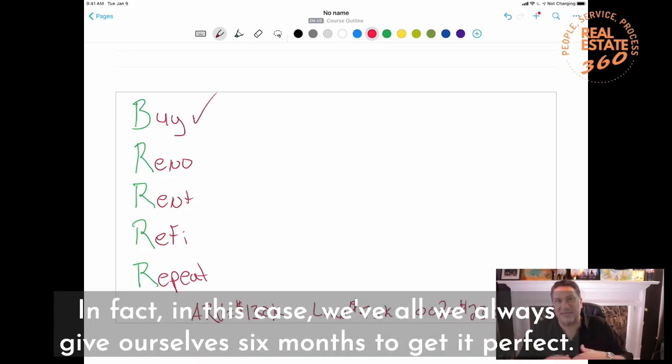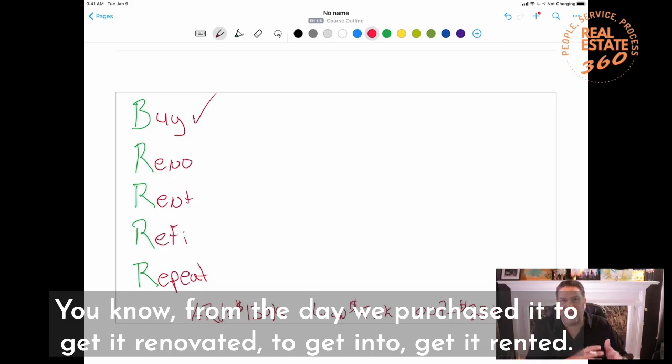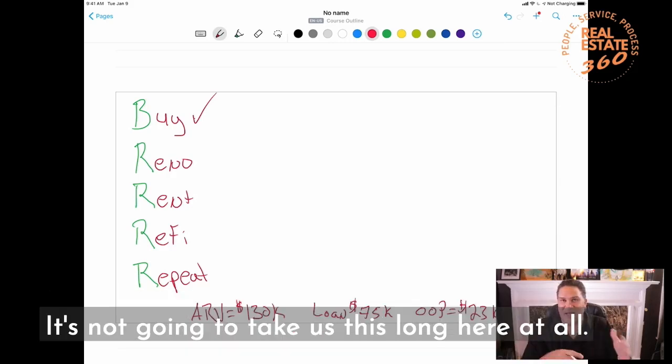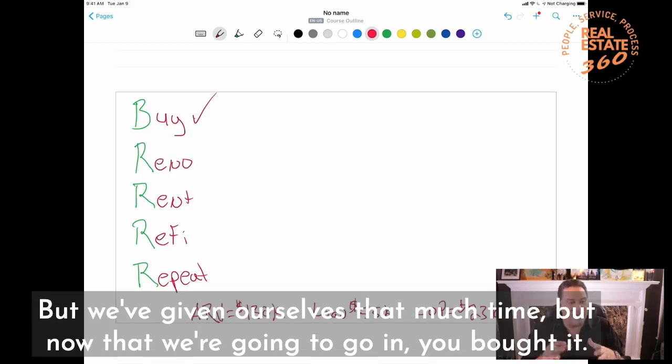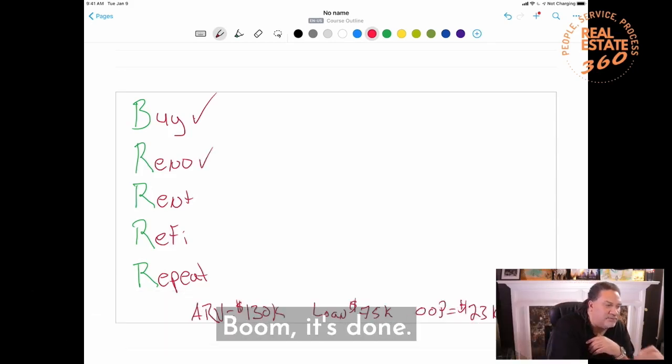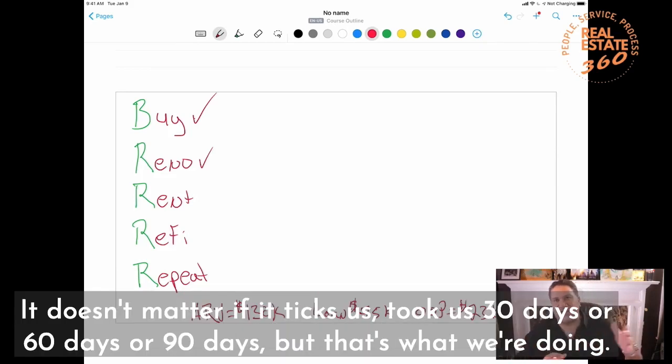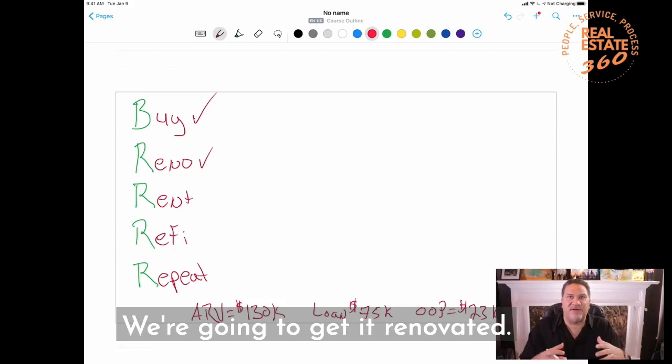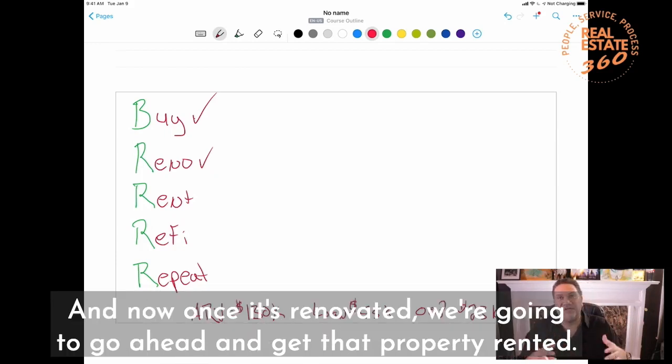In fact, in this case, we always give ourselves 6 months, from the day we purchase it, to get it renovated and rented. It's not going to take us this long here at all, but we've given ourselves that much time. Now that we bought it, we're going to go in and renovate it. We knock it out. Boom, it's done. Doesn't matter if it took us 30 days or 60 days or 90 days. We're going to get it renovated, and once it's renovated, we're going to go ahead and get that property rented.